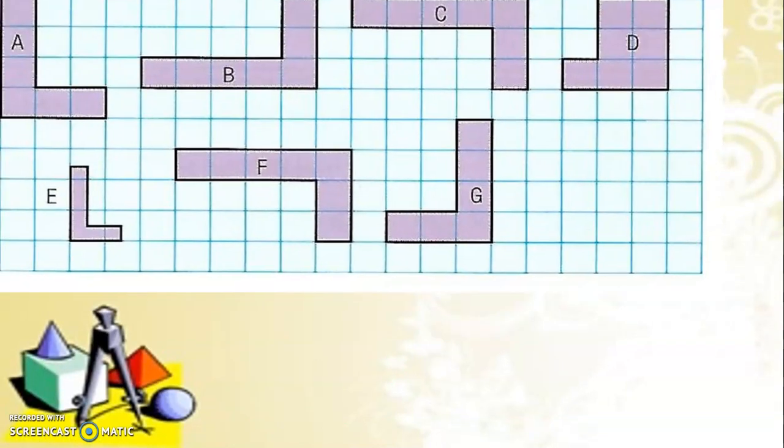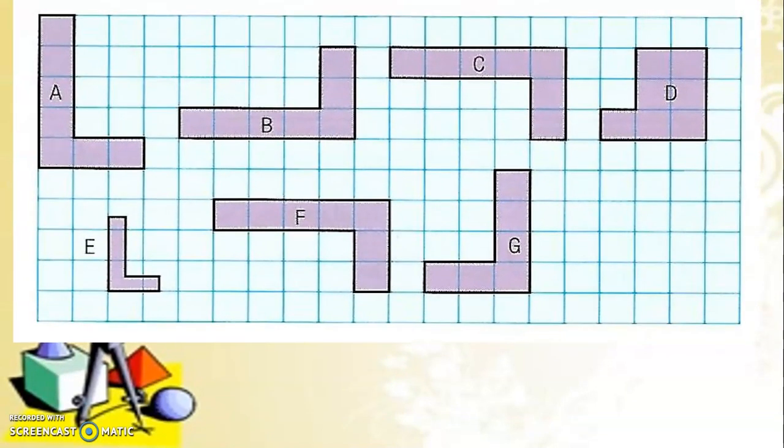Now, let us have another example. Look at this one. Once we use grid lines, it is easy to find out if the shapes are congruent to each other. Let us look at which shapes are congruent to shape A. So B, it looks like the same as the shape of letter A.